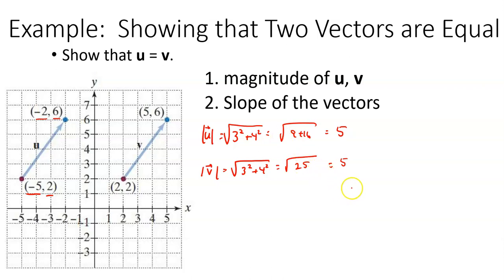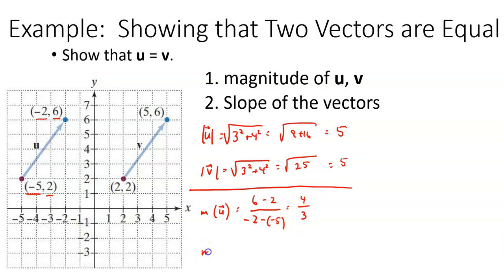So let's then find the slope of the two vectors. Slope is change in y over change in x. So the slope of vector u is 6 minus 2 over -2 minus -5. So 6 minus 2 is 4. -2 plus 5 is 3. So that slope is 4/3. The slope of vector v is going to be 6 minus 2 over 5 minus 2. So 6 minus 2 is 4. 5 minus 2 is 3. Equal slopes. All right, so they have equal slopes and equal lengths. The two vectors are equal to each other.